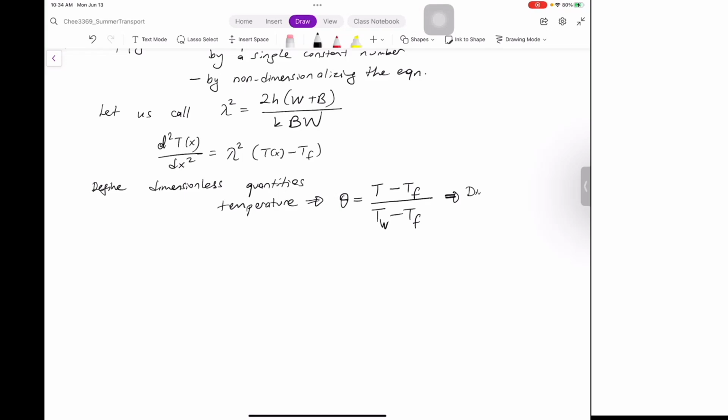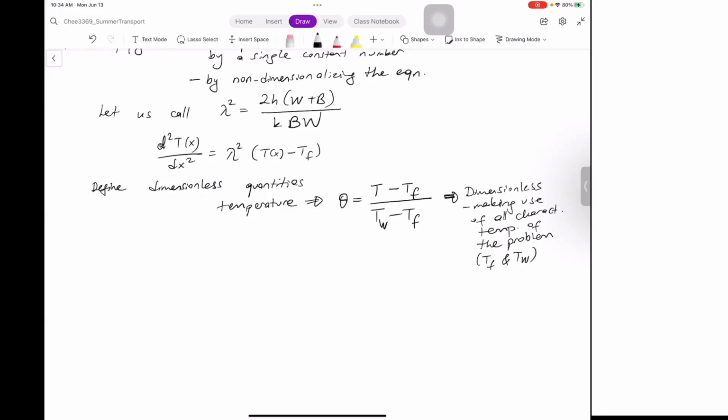This is both dimensionless and also making use of all characteristic temperatures of the problem, in other words, TF and TW. As I said, you could have done T minus TW divided by TF minus TW, but I don't have the T minus TW in my governing equation, so it might be really difficult. I might get a more complicated equation, so the earlier choice might be much better.